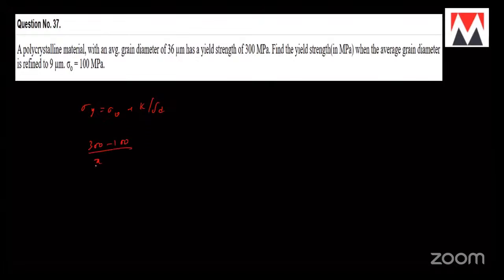So you have again sigma minus 100 is equal to root over D2 by D1. So what is your D2? He's having average diameter of this is 9, this is 36. So it is 3 by 6, 1 by 2. So now 400 equals sigma minus 100. I mean sigma. So your sigma required is 500 MPa. Yield strength is 500 MPa. Okay, very easy question.